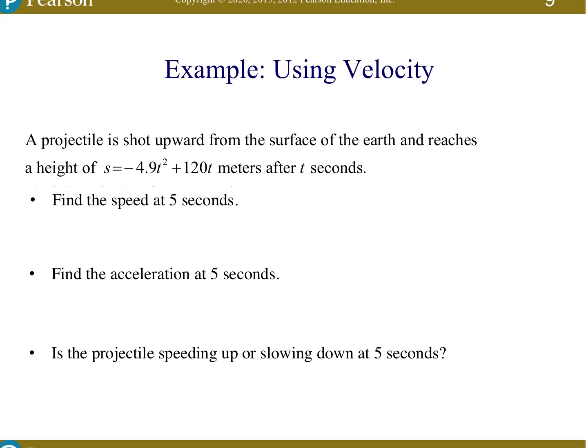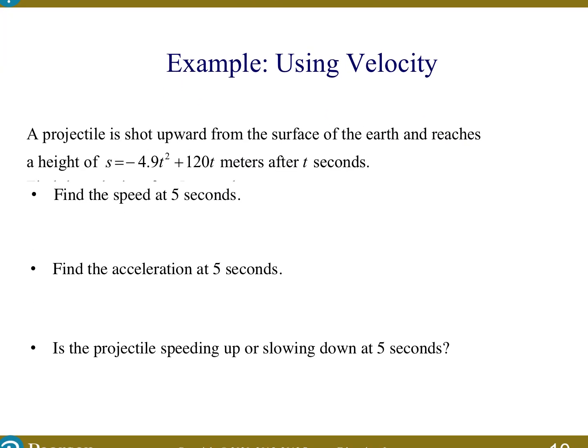All right, so here we go. Find the speed at 5 seconds for this same projectile we were working with earlier. Well, we know that speed is based on velocity. So if we find velocity first, and it's still negative 9.8t plus 120, the speed is going to be the absolute value of that. So the speed will be the absolute value of whatever we get for velocity.